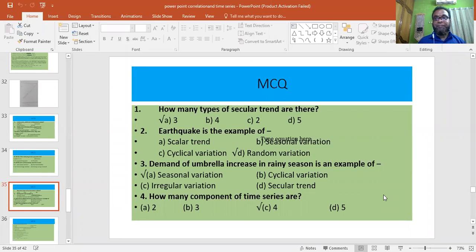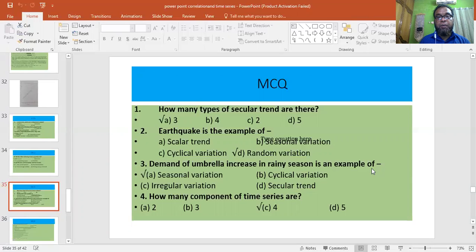Okay, now I think you have got the slide of MCQ, first slide. How many types of secular trend are there? 3, 4, 2, and 5. There are 3 secular trends.